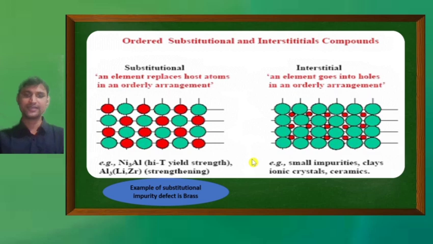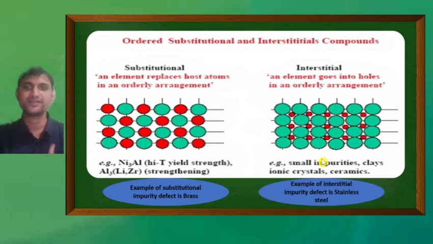So this is the example of substitutional impurity defect, for example brass. The next example is interstitial impurity defect, meaning cations of some kind come and situate in the interstitial, the empty space. Stainless steel is the best example of interstitial impurity defect. So impurity defect is divided into two parts, substitutional impurity defect and interstitial impurity defect.